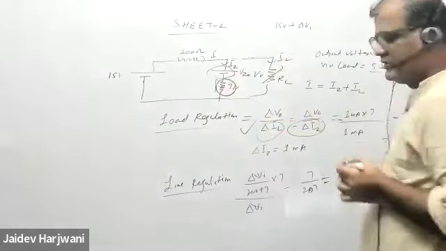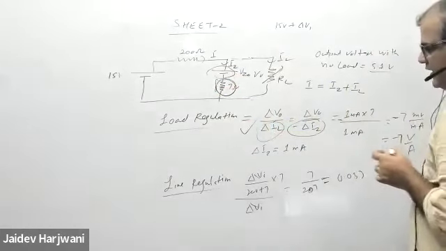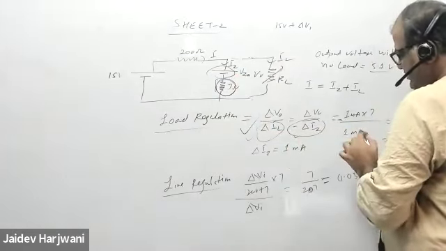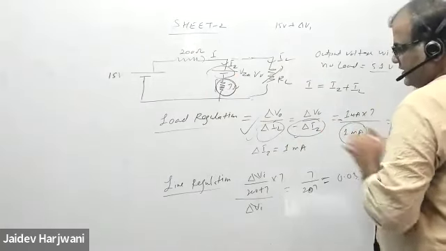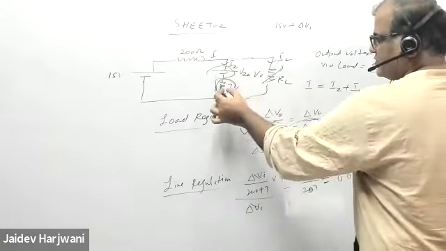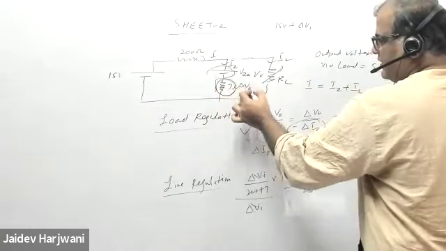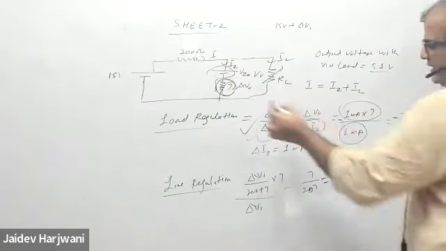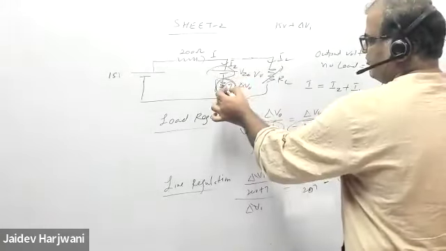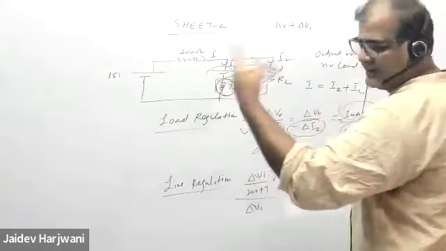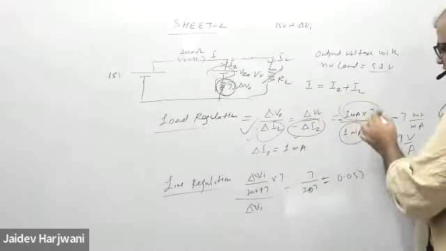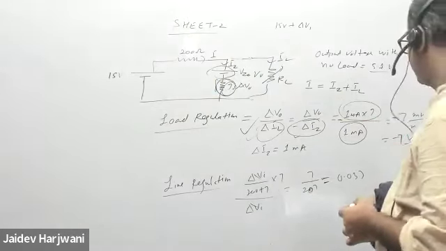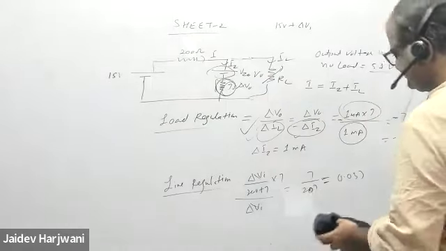This ratio is called your load regulation, and delta IL is equal to minus delta IZ. If I say there is a 1 milliamp change in the current IZ, then the delta V naught will come as 1 milliamp times 7 ohm, because this is fixed. So a 1 milliamp change can be plus or minus anything. So you can write it like this: minus 7 millivolt per milliamp.